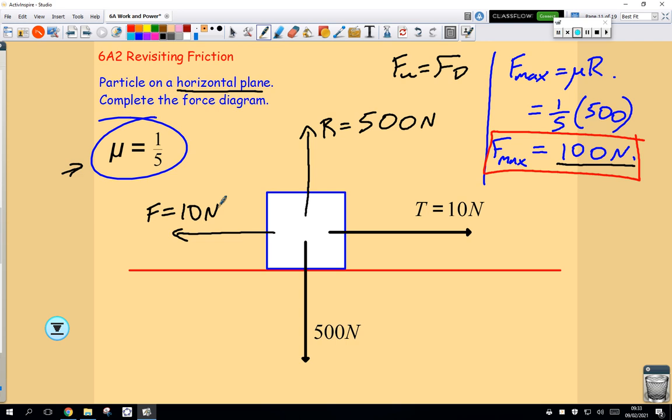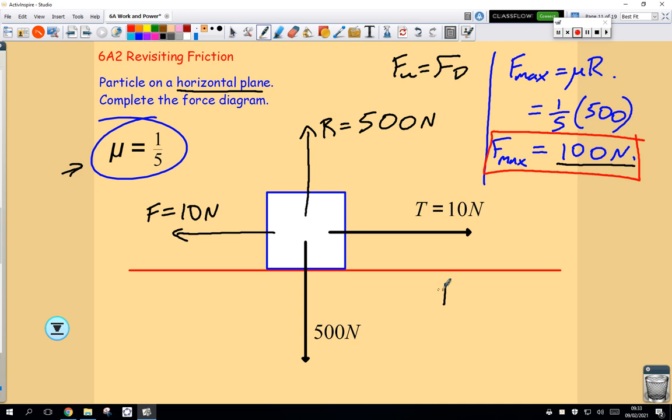What's going to happen to this object? Well, assuming it was at rest at first, it's going to remain at rest. If it was in motion horizontally, it will continue in motion horizontally, but without acceleration. There's going to be no acceleration because there is no net force.